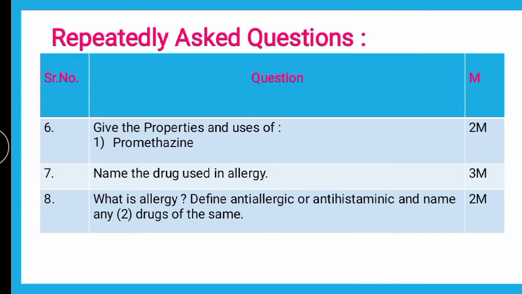Next question is, what is allergy? Define anti-allergic or antihistaminic drugs and name any 2 drugs of the same. We have just now discussed the examples. The definition of anti-allergic or antihistaminic drugs we also discussed initially, and now we will talk about allergy. So allergy is nothing but it is caused due to an allergen.